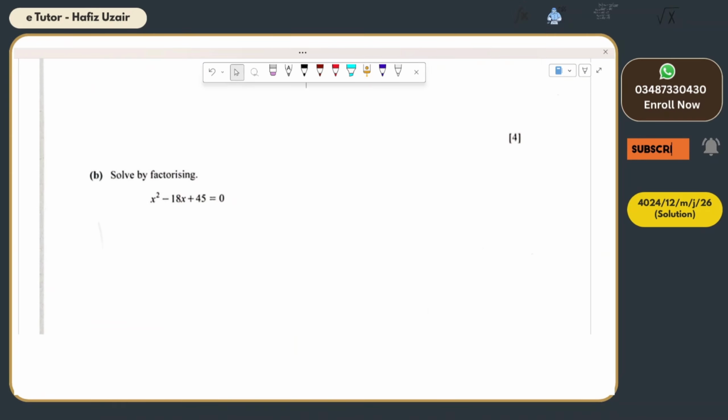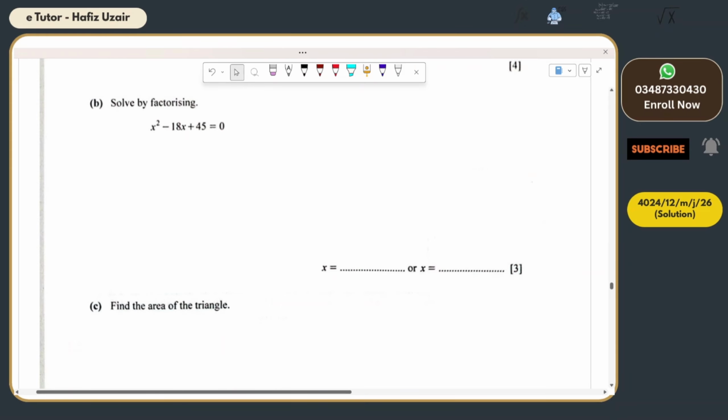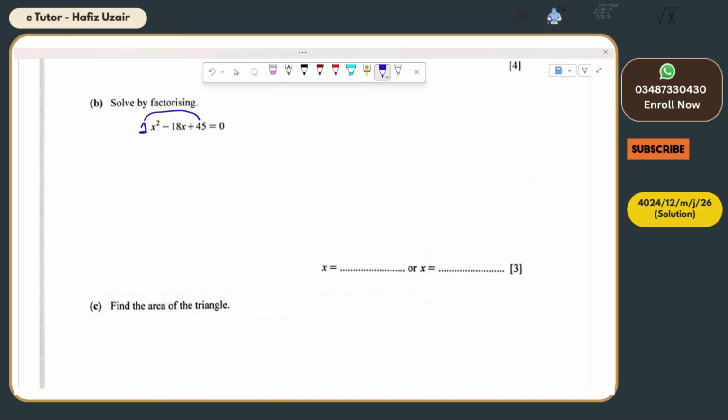Let's move to this part. You need to solve this by using factorization. So what is the coefficient of x² over here? The coefficient of x² is actually 1. So you need the factors of 45 that produce 18. The factors of 45 that produce 18 are 15 multiplied by 3. If you use these numbers, that produces 45. Also if you use minus 15 and minus 3, that will produce minus 18. So you can use this factor.